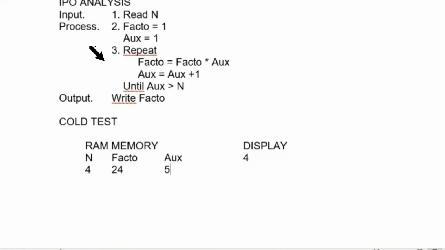So until outs is greater than n, 5 is greater than 4, that is true. So the instruction is write factor. Factor stores 24. You receive a number, you write the factorial of this number. You reach the objective? Yes, of course, you reach the objective.